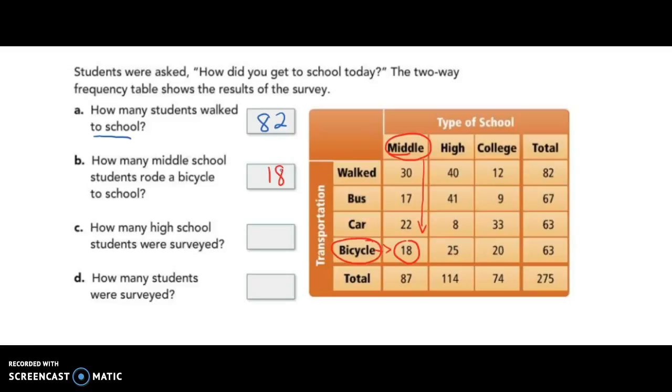The next question says, how many high school students were surveyed? We want to know how many high school students in general even were asked the question. So we're going to look at the high school students, but we don't care about how they got to school, we just care about their total. So that's 114. The last one is how many students were surveyed, and that is once again a total answer. We are not caring about which school that they go to or how they got there. We just want to know how many kids did we ask, and that was 275.